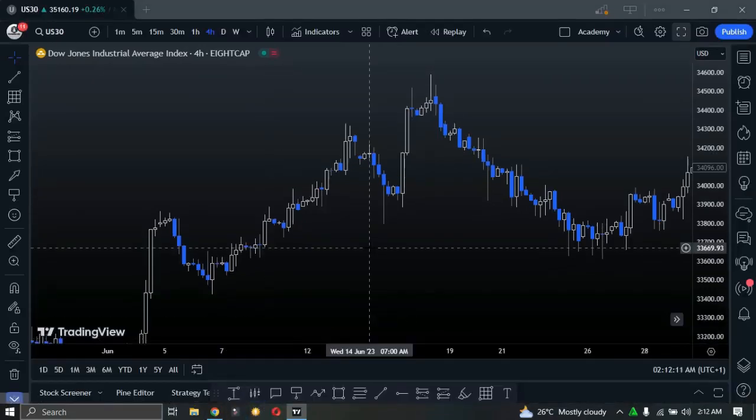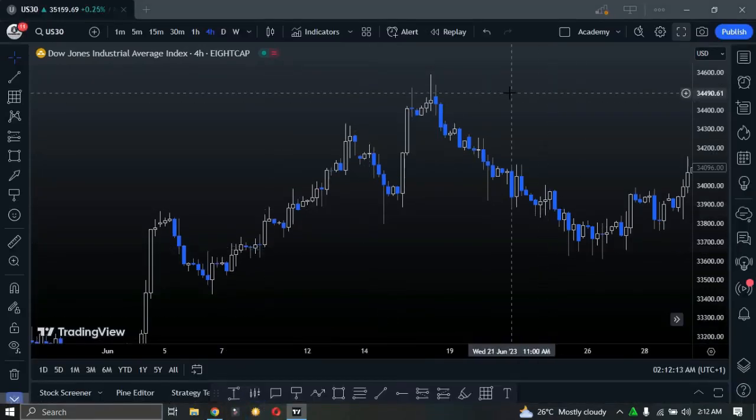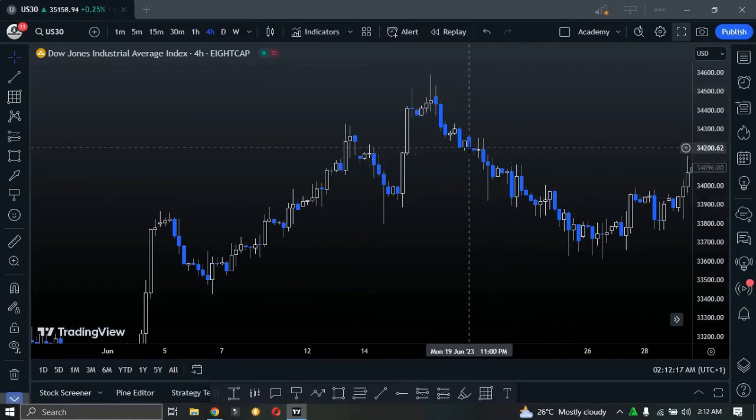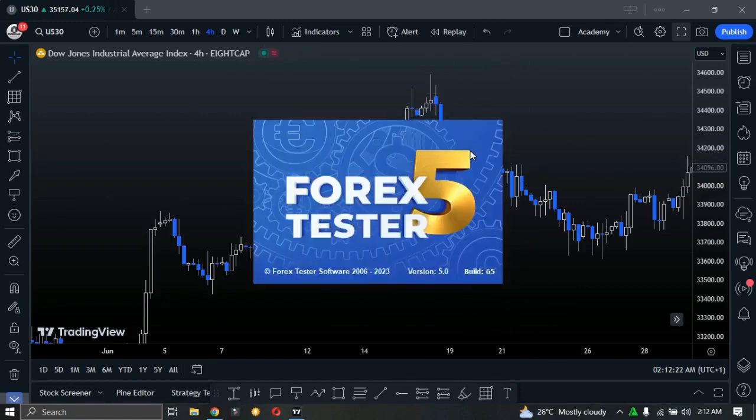Let me see if I can pull up my Forex Tester 5 so that we can actually look at a real life example. We can trade it live and see if we can get more experience from that. So this is Forex Tester 5. We're going to give it a little time to load up and we can start using it immediately.